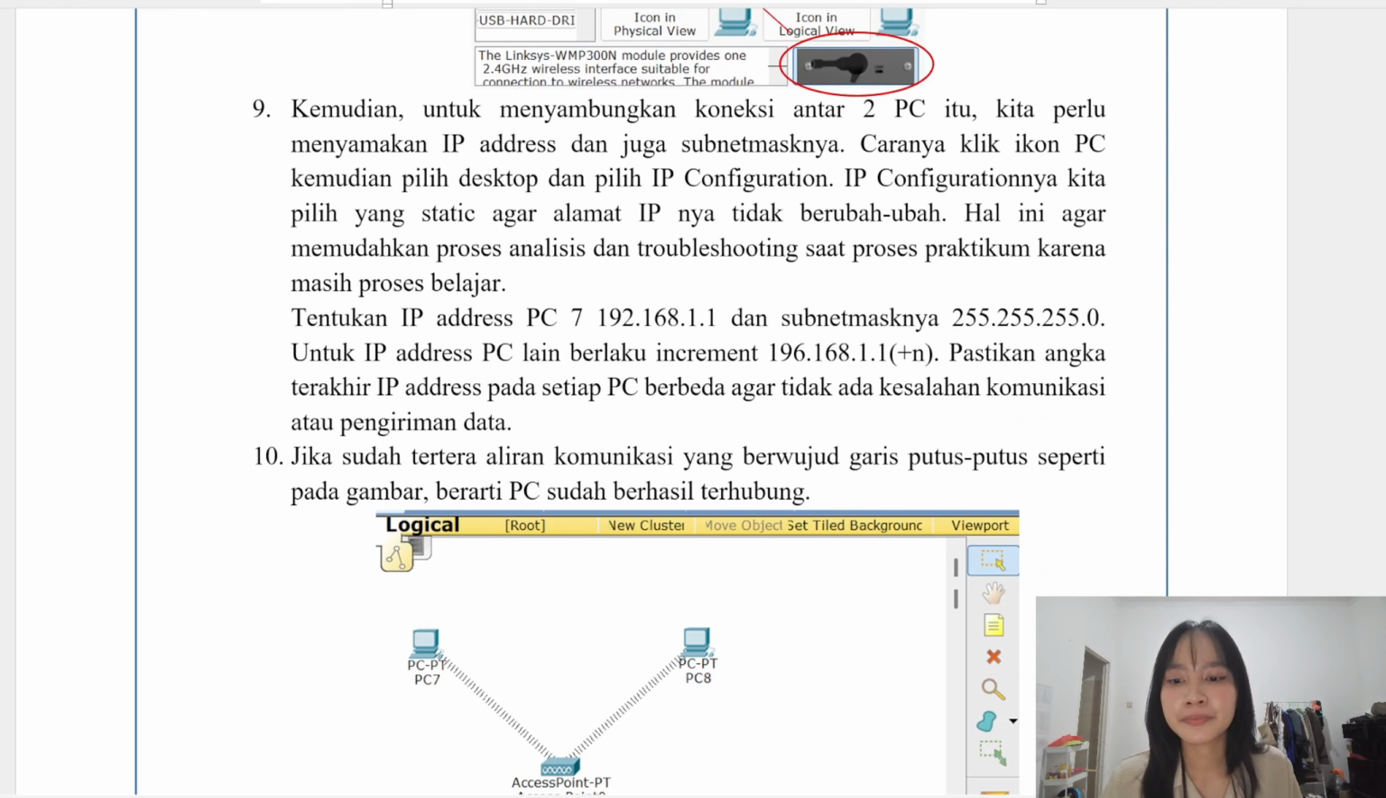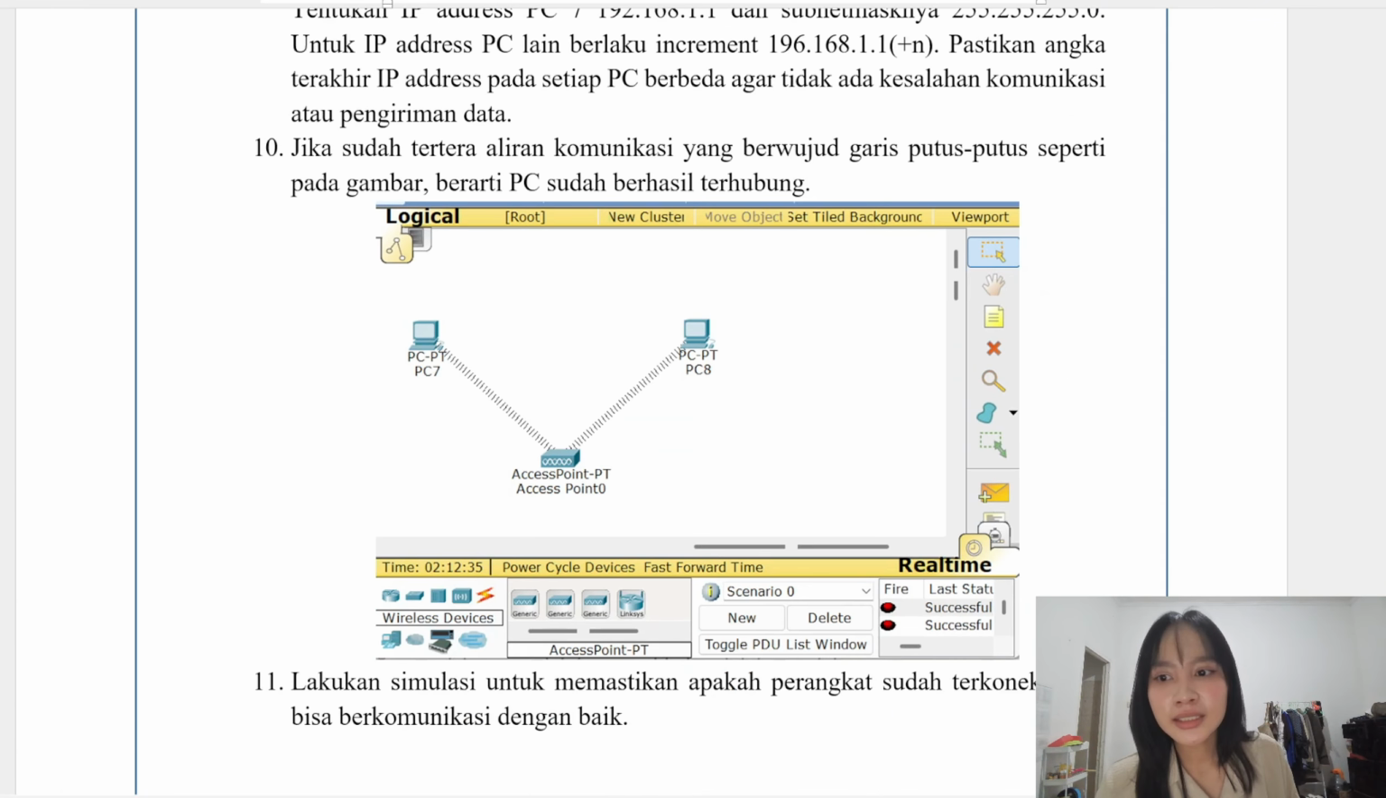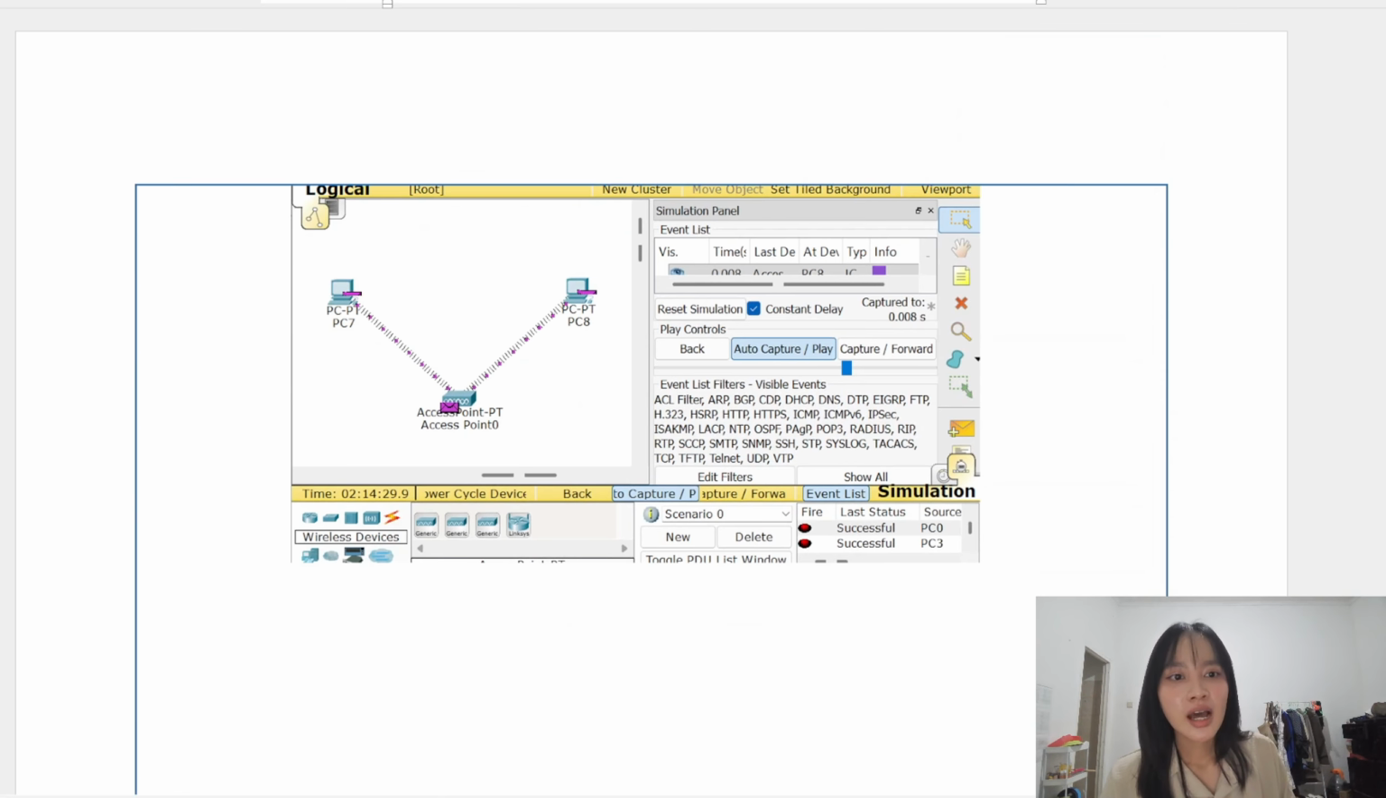And next, connect the two PCs, and we need to match the IP address and subnet mask again to do this. And how to do that is actually the same as the previous practicum. And if the communication flow appears as a dotted line like in the image, it means the PCs are successfully connected. And this is when they talk to each other or send data to each other. It will look like this, and it means you have successfully connected those two PCs with one access point.